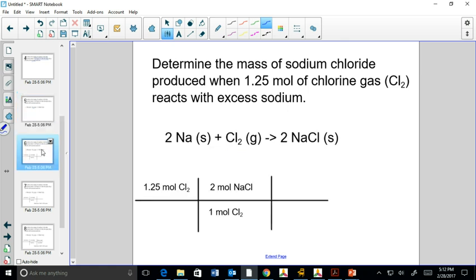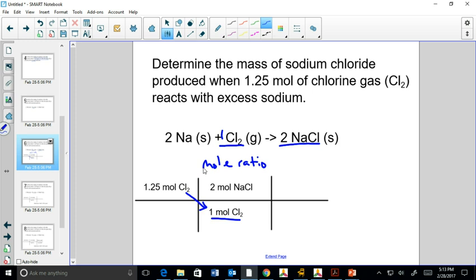So let's set up our skeleton using 1.25 as our starting point, 1.25 moles of chlorine. And next we're going to use our mole ratio. Well, we find that by looking at our balanced chemical reaction and seeing that I have 1 mole of chlorine for every 2 moles of sodium chloride. So I put that ratio into my skeleton. Again, chlorine goes on bottom because whatever's here always goes down, and moles of sodium chloride go on top.